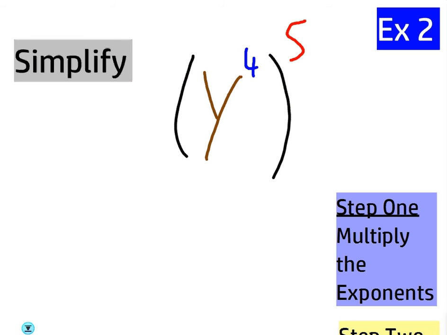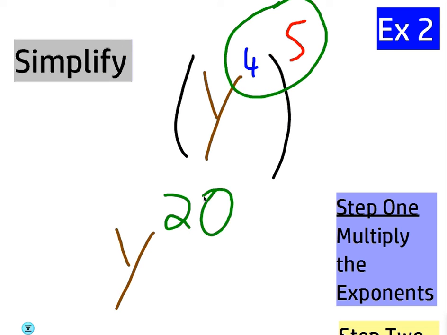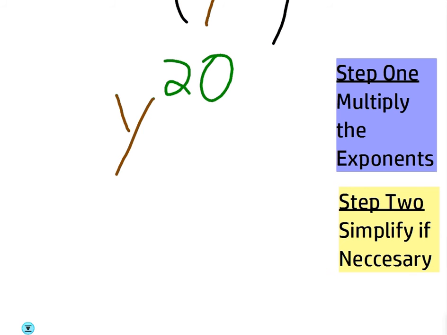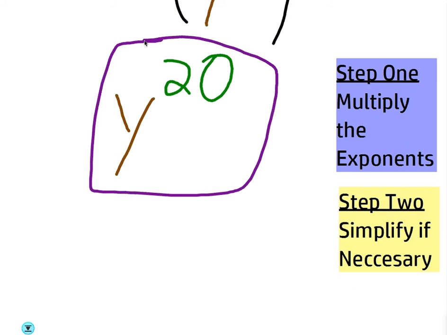All right. So this one can be pretty easy. Again, when you have a power to a power, make sure that you multiply them. Do not add them. Okay. So step one, multiply the exponents. Step two, simplify if necessary. Obviously, it's not going to be necessary this time because it's already as simple as it gets.